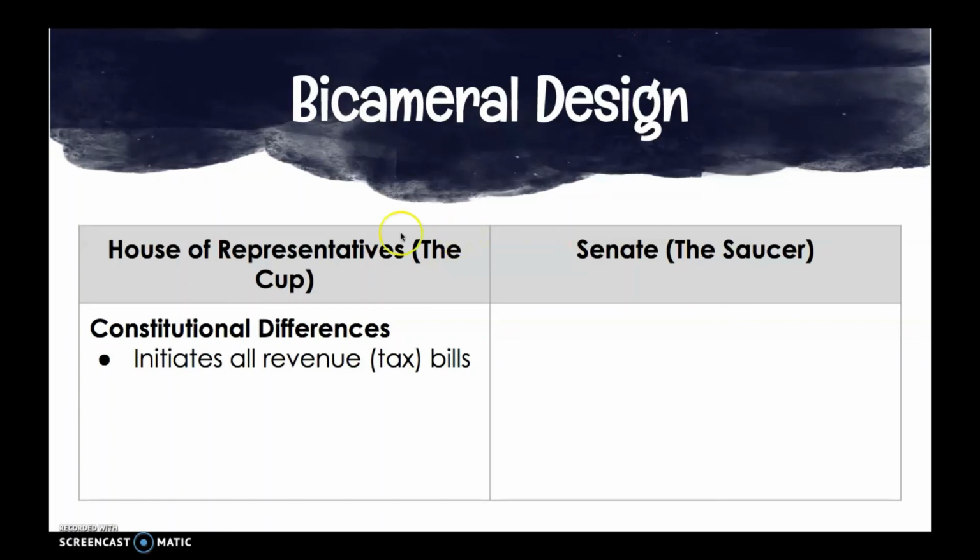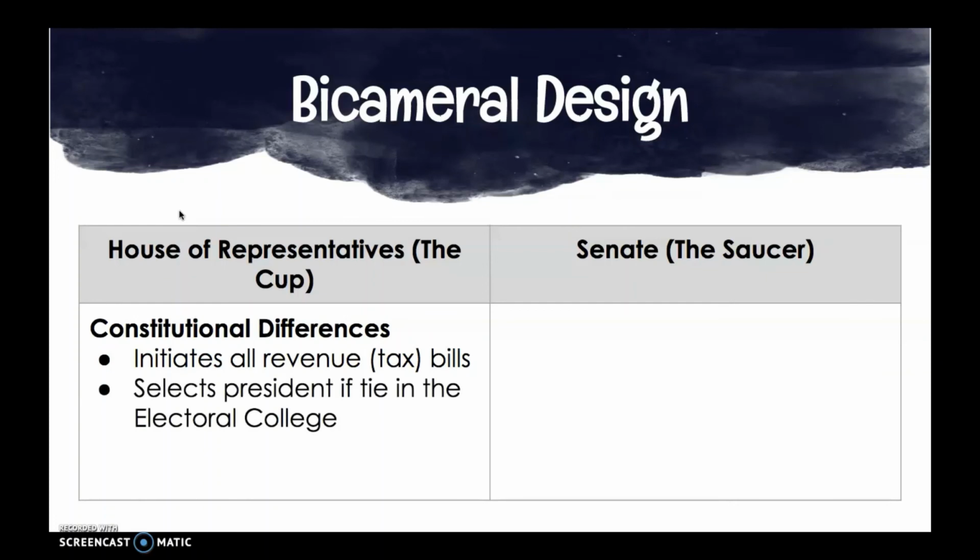start in the most representative body, right? The House of Representatives is supposed to be closer to the people. It was the body originally elected by the people. So with matters of money, it should start closer to them. Another constitutional difference, the House of Representatives is responsible for selecting the president if there is a tie in the Electoral College or no one receives 270 votes. And as we've talked about in class, the House of Representatives has the sole power to bring impeachment charges on a federal official.